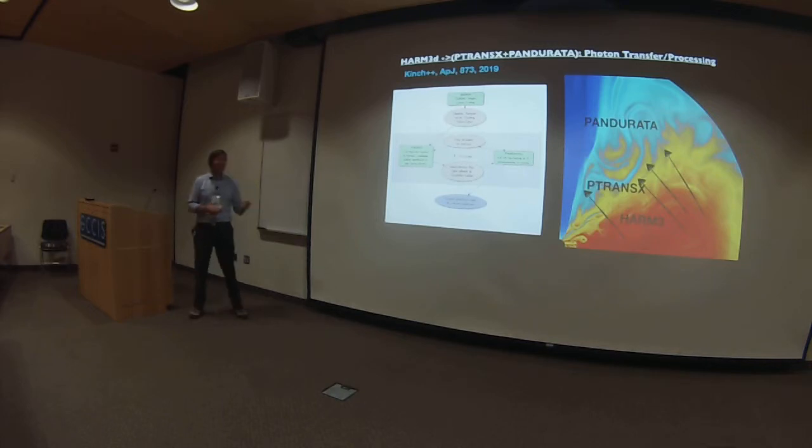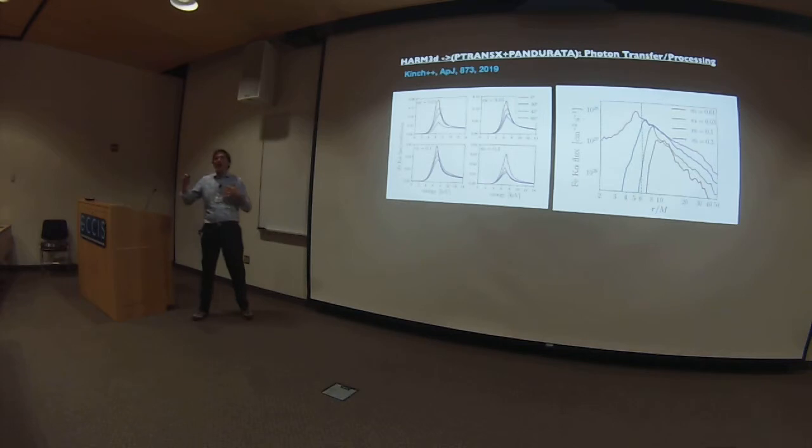And that is important because in order to get accurate energy resolution in your resultant spectra, you need this information. For instance, you need this information if you want to calculate the iron line profiles of these accretion disks. So iron lines are fluorescent lines, which are lines that are used to measure black hole spins. And this is just an example of how they've used PTransX with Pandurata using Harm data products.